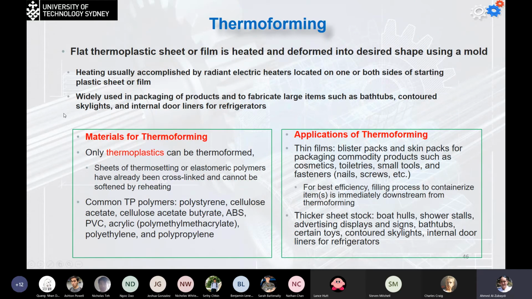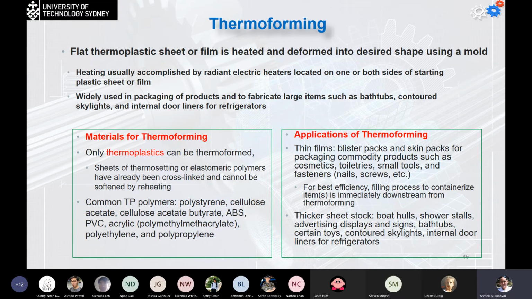Now, the other process is called thermoforming. And I will be in the school on Friday. I'll try to make a video for the thermoforming process, so that we have some videos here. We have the machine upstairs, and we used to use it for some projects for advanced manufacturing.